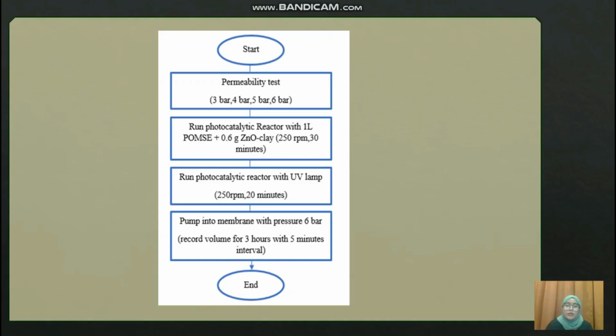I started with the permeability test, where the test was conducted from 3 bar until 6 bar.